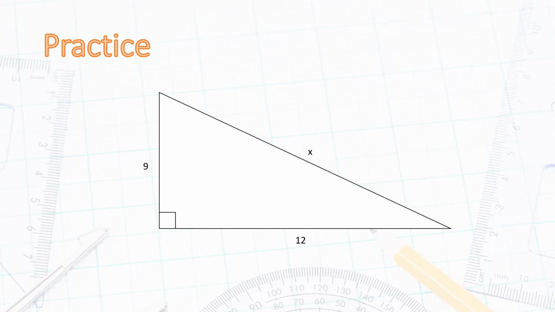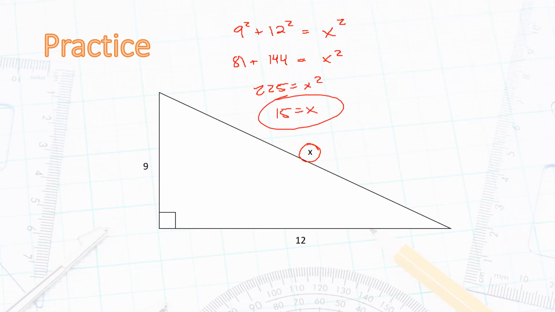Okay, so this one, the hypotenuse is missing, the longest side, so it's going to be 9 squared plus 12 squared is equal to x squared. So that'll be 81 plus 144 is x squared, and that's 225 is equal to x squared. So 15 is equal to x when you square root both sides.